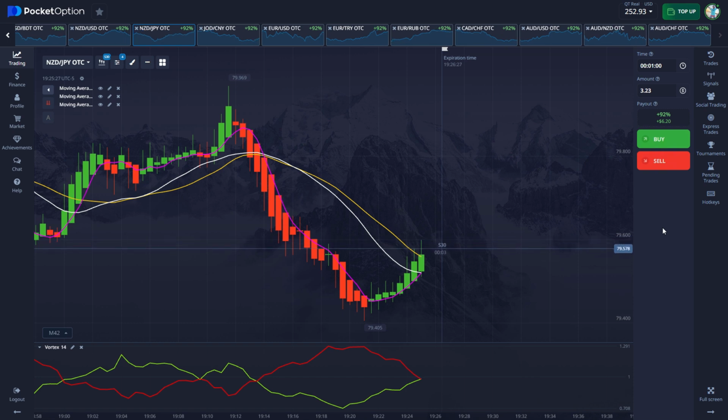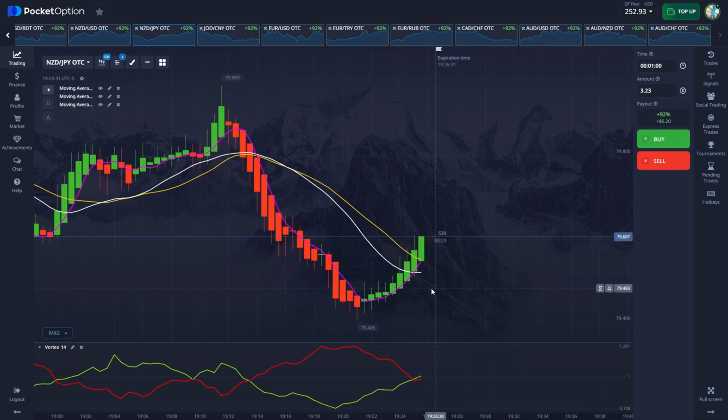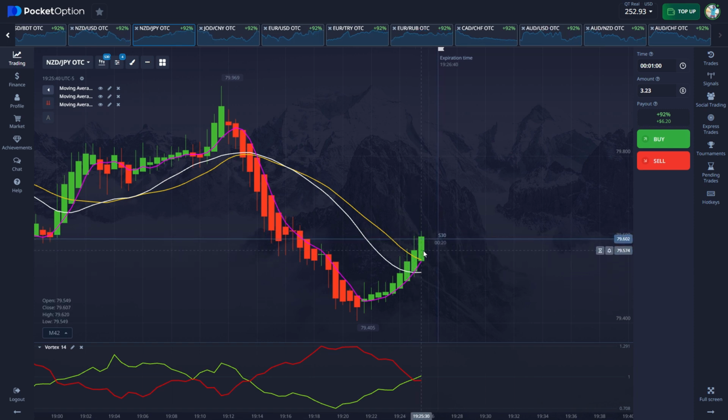So we've already won one level. Now we want to get into our second level here. Okay, so we've got our cross. Got nice strong candles here, big green strong candles. So we're moving upwards. And we're gonna wait one more candle.